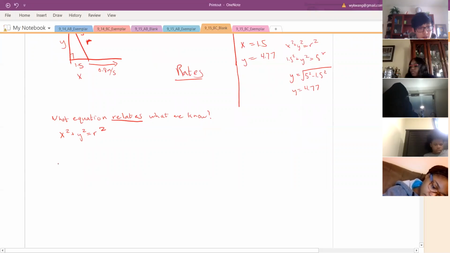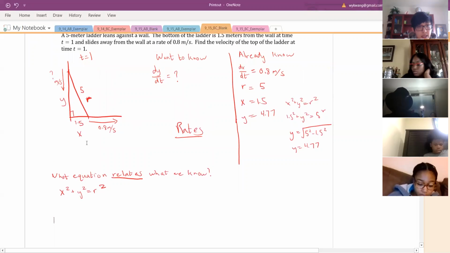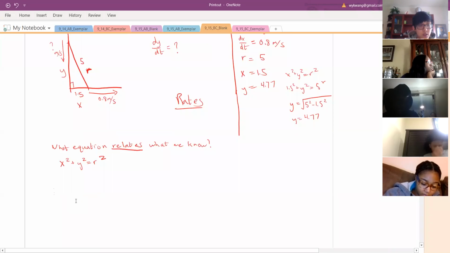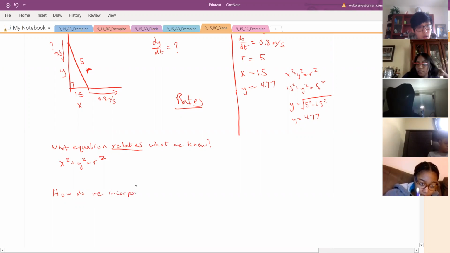But now we've got to move on to what we notice probably is that you're missing something. Even though we have these values, we don't have dy over dt. We don't have dx over dt. We don't have the actual rates. So next question would be, how do we incorporate rates?